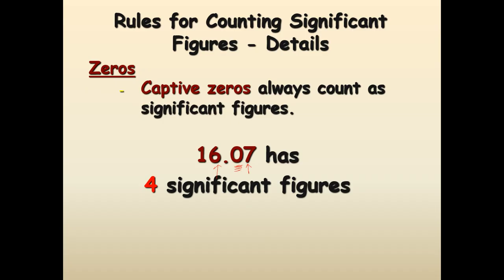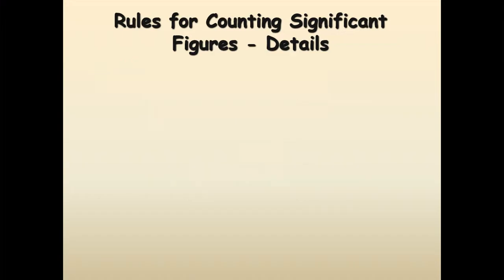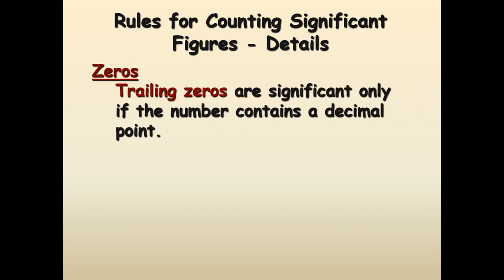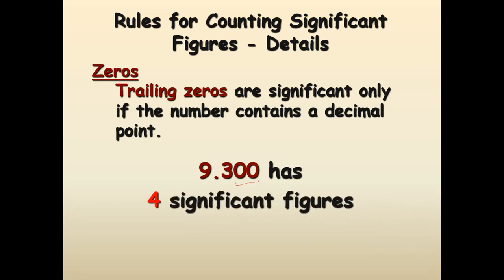Last thing about zeros: you have them leading, you have them in the middle, captured, and then there are the trailing zeros. Trailing zeros are a little tricky. One way to look at this, for what we will be doing in our class, is to say trailing zeros are only significant if the number has a decimal point. So for instance, 9.300 has a decimal point. So these trailing zeros, the ones that come after significant digits, are significant. So that has 4 significant figures.